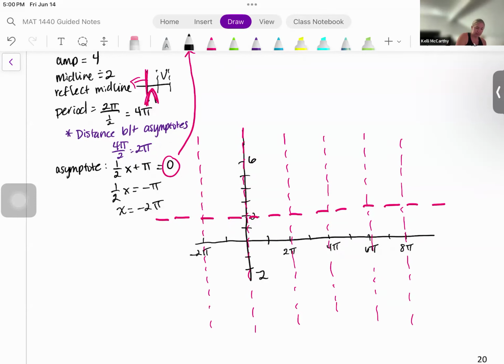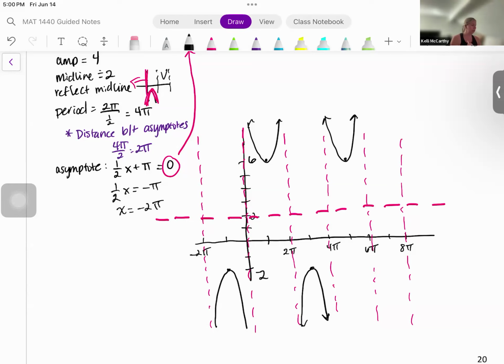So I'm going to take, from between negative 2 pi and 0, that maximum for that parabolic shape is going to be negative 2, and then it's going to open down. And then the next one between 0 and 2 pi is pi, and that's going to have a minimum at 6 for that parabolic shape. And then I'm just going to continue this pattern. So halfway between 2 pi and 4 pi, we're at negative 2. Halfway between 4 pi and 6 pi, we're at positive 6. And so on and so forth.